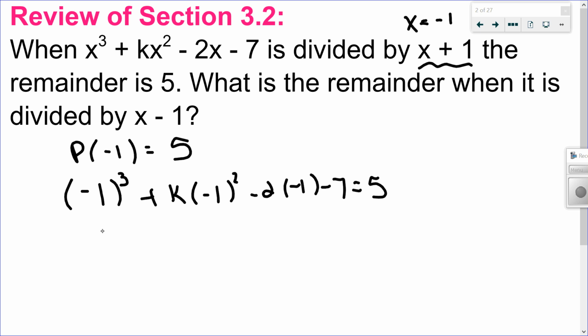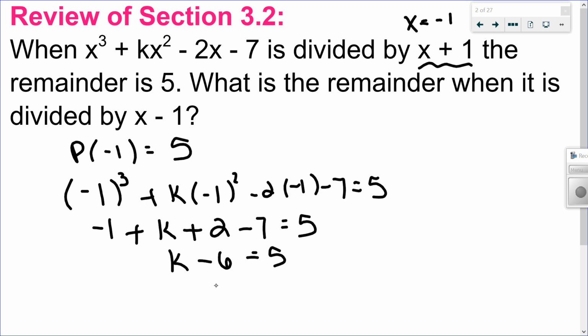So negative 1 cubed is negative 1, plus negative 1 squared is 1 times k. Negative 2 times negative 1 is positive 2, minus 7 equals 5. Altogether here is k, and then negative 1 and 2 and negative 7 altogether is negative 6. Add 6 to both sides, and k is equal to 11. So that tells me the missing value in the polynomial. My polynomial is x cubed plus 11x squared minus 2x minus 7.